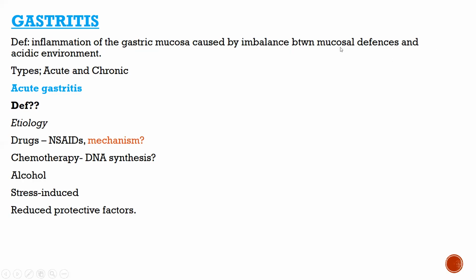Okay, I'll proceed then. The mucosal defenses, you'd find something like the mucus, the bicarbonates, the blood supply. Those are the mucosal defenses that are in the stomach. Yeah, thank you, Joy. I see your answer now.